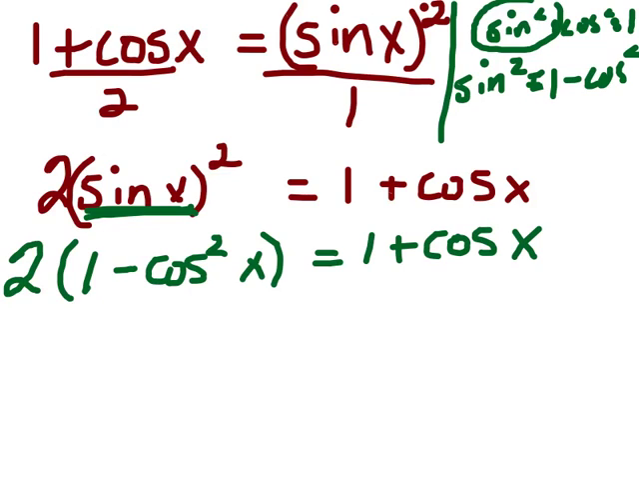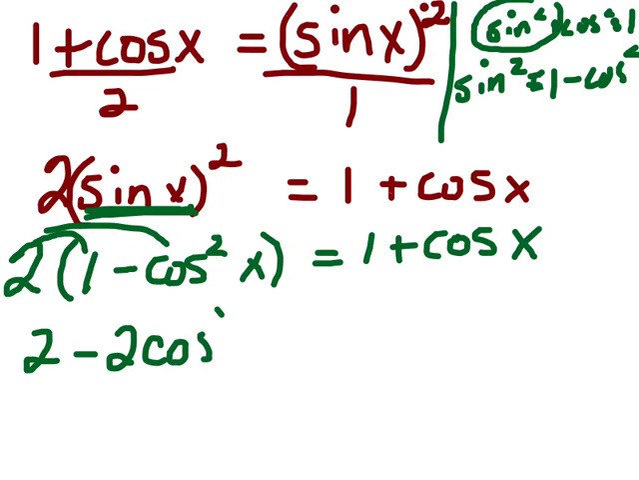Before I move it on one side, let me do the distributing on the left-hand side. 2 times 1 is 2. 2 times negative cosine squared x would be negative 2 cosine squared x equal 1 plus cosine x.